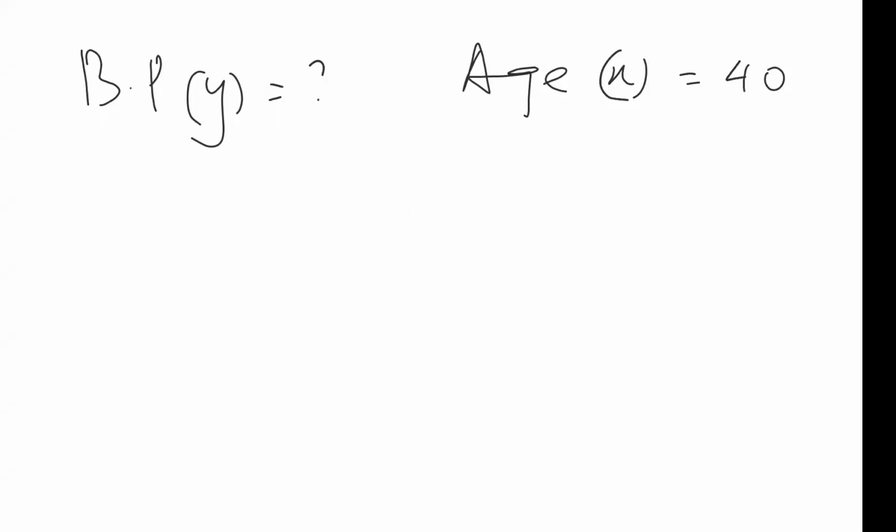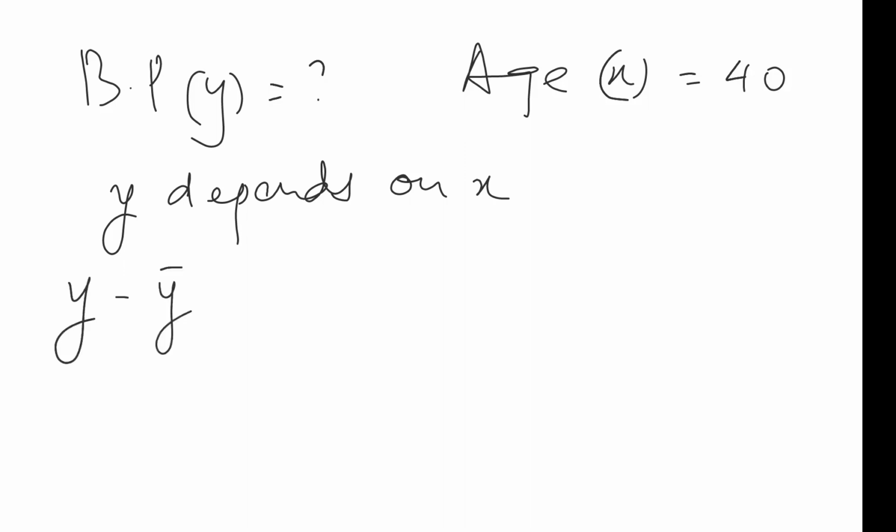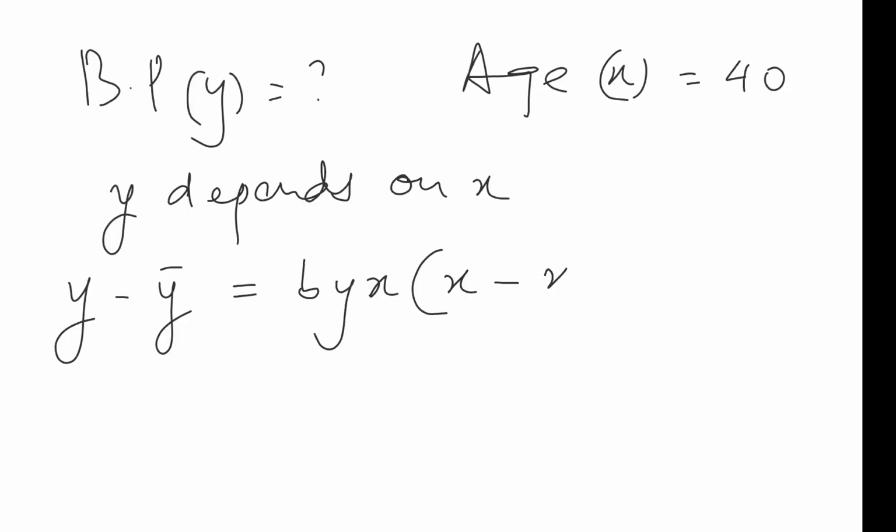Okay, who depends on whom? If you carefully observe, y depends on x. So y minus y bar is equal to byx times (x minus x bar). Since y depends on x, we'll use line y on x.